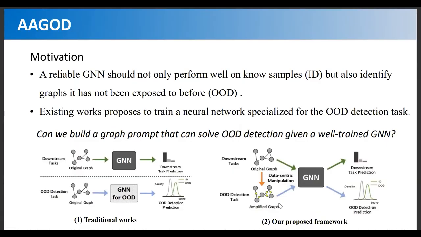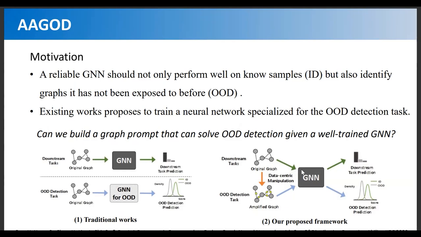And in our recent attempts, we want to directly modify the input graph, the graph topology, instead. For example, in the AGOD method, we aim at the OOD detection problem. The idea is that in typical graph OOD detection methods, we need to train a specialized GNN end-to-end for this task. But in our paper, we want to do it in another way.